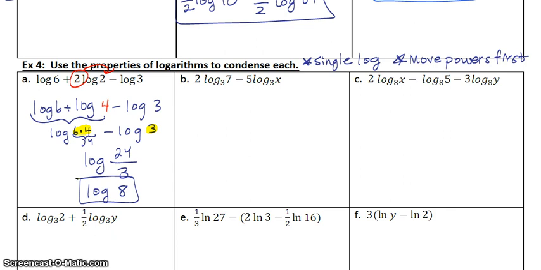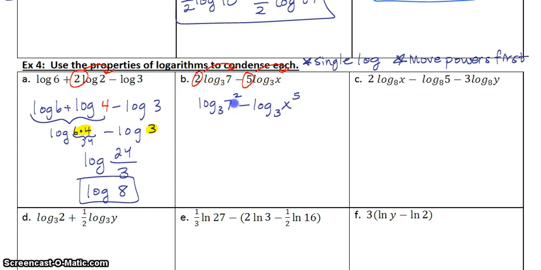Let's look at part B. Again, do your exponents first. This means I end up with log base 3 of 7 squared minus log base 3 of x to the 5th. Again, you can actually find the answer if you want to. This time I'm going to wait a second just to show you something here.